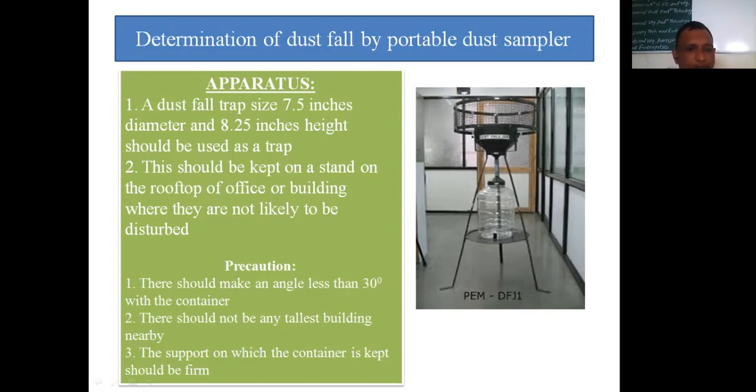Now let us look at what are the precautions which needs to be taken. That there should not make an angle of 30 degrees with the container. There should not be any tallest building nearby. याच्याच आजूबाजूला असा 30 degrees अँगलचा किंवा त्यापेक्षा कमी अँगलचा काही disturbance नसावा, किंवा त्याच्या शेजारी tallest building नसावी. And the support should be strong, it should be kept on firm support. म्हणजे हे जे आपल्याला त्याचं stand दिसतंय that it should be strong.